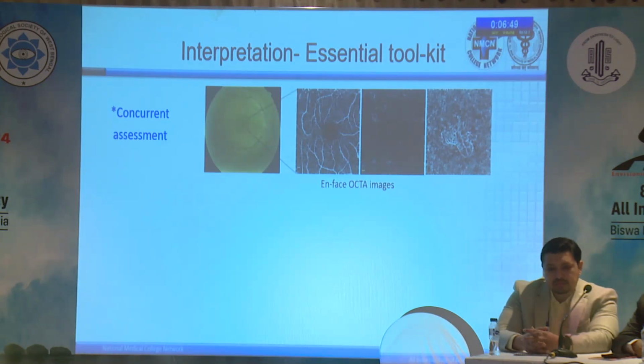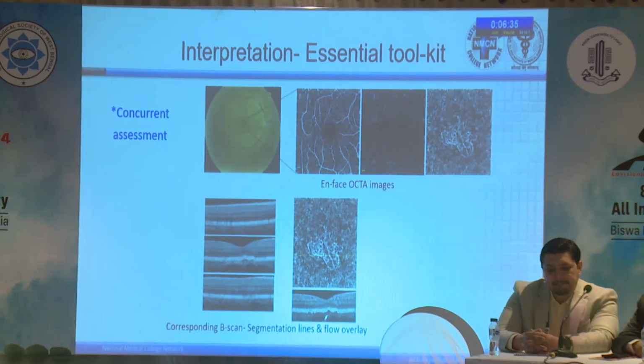First, you have to make sure that the area of interest is captured and the scan is properly centered. Then you come to the en-face OCT images in different slabs. Before jumping to any conclusion on these images, you need to check the corresponding B scans, whether the proper segmentation is done or not, whether, if you're looking at the superficial plexus, it is segmented from the ILM to the IPL or not in the OCT B scan.